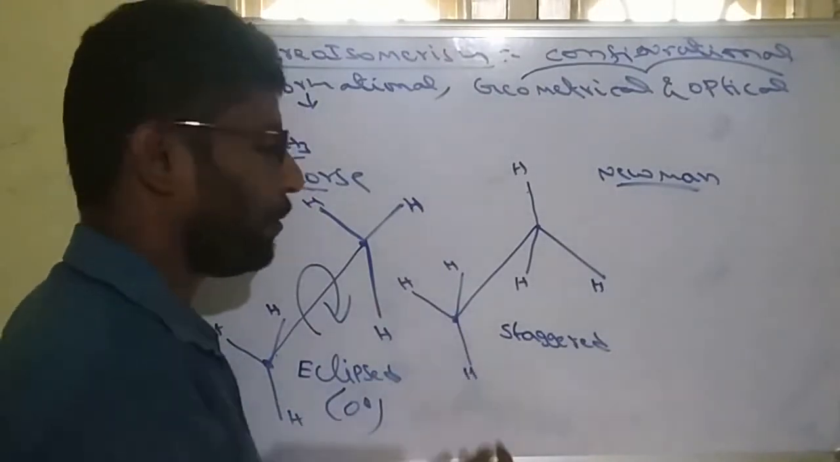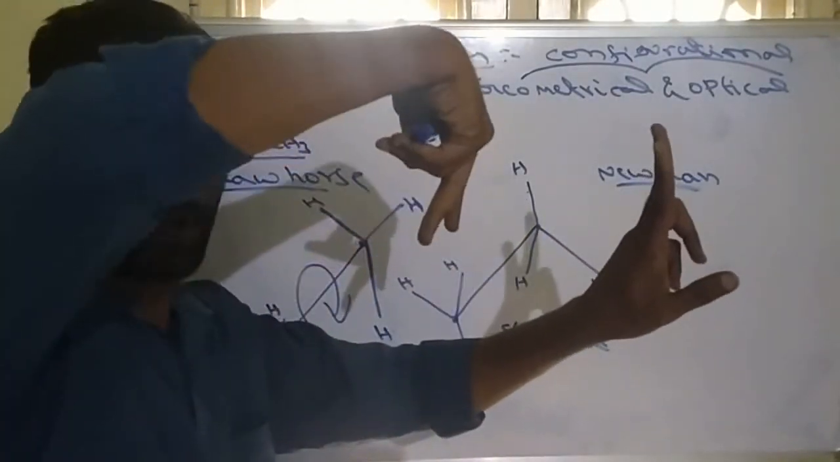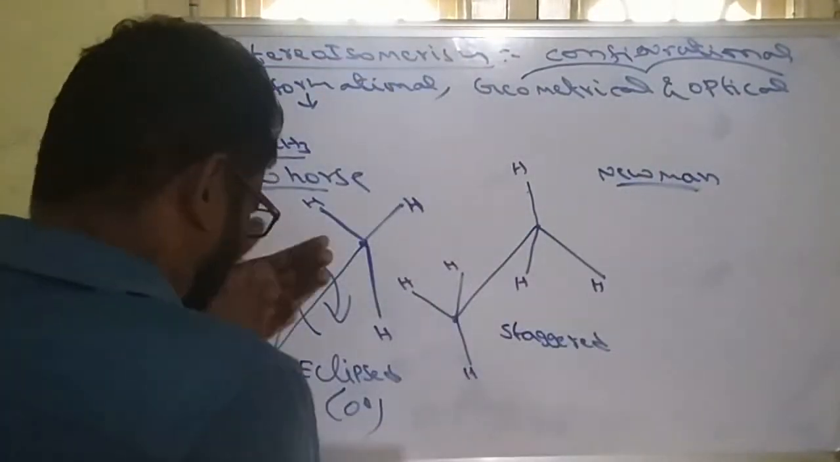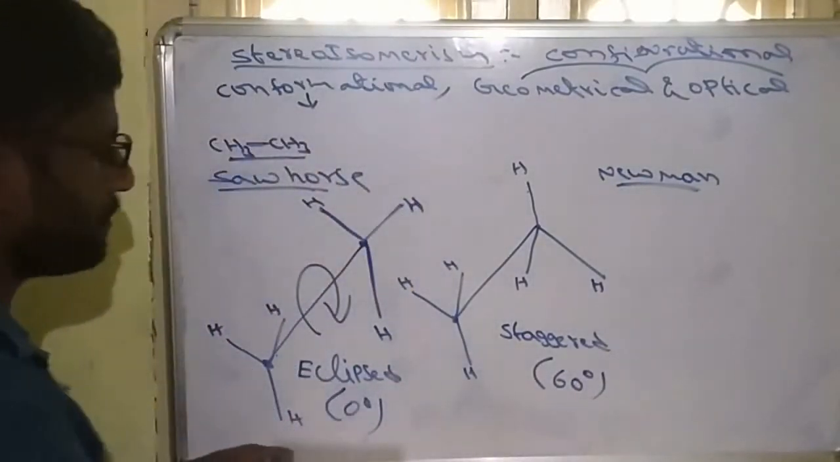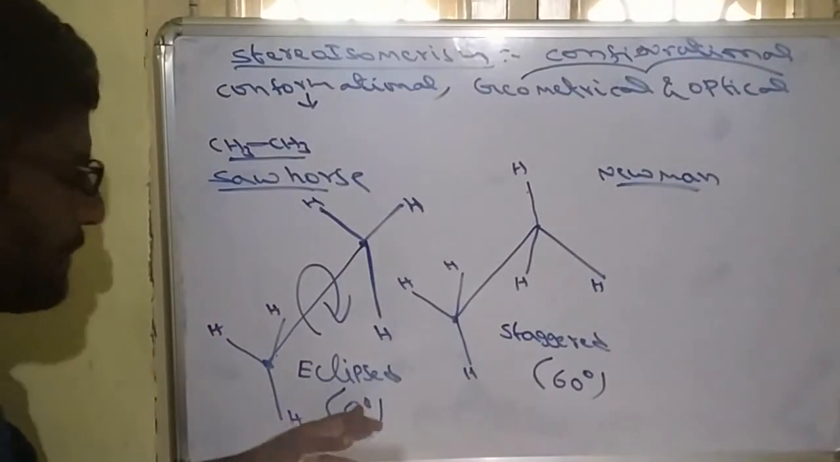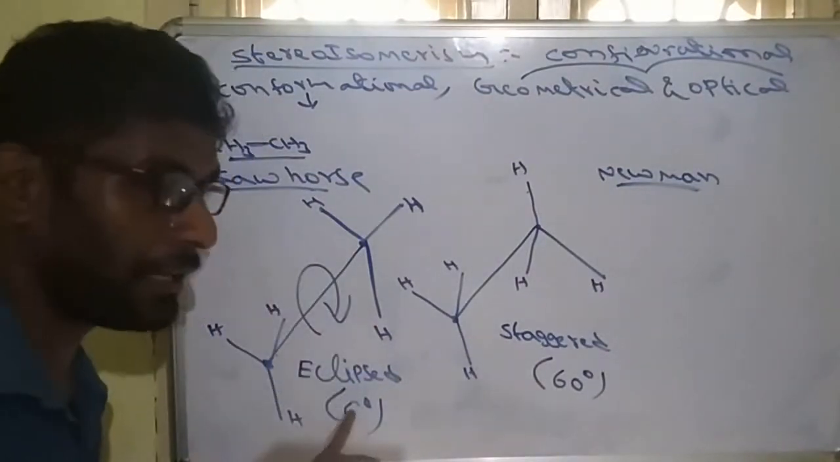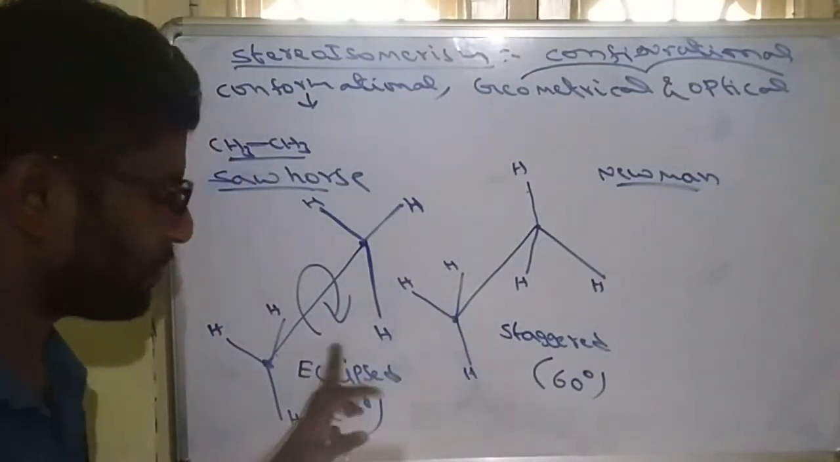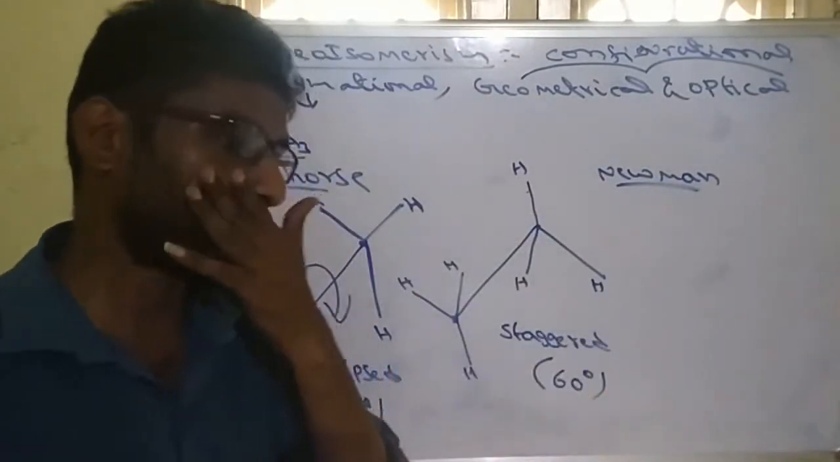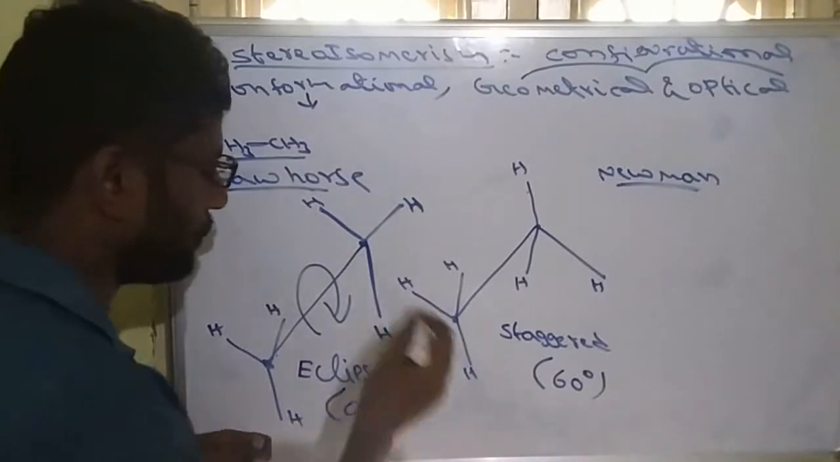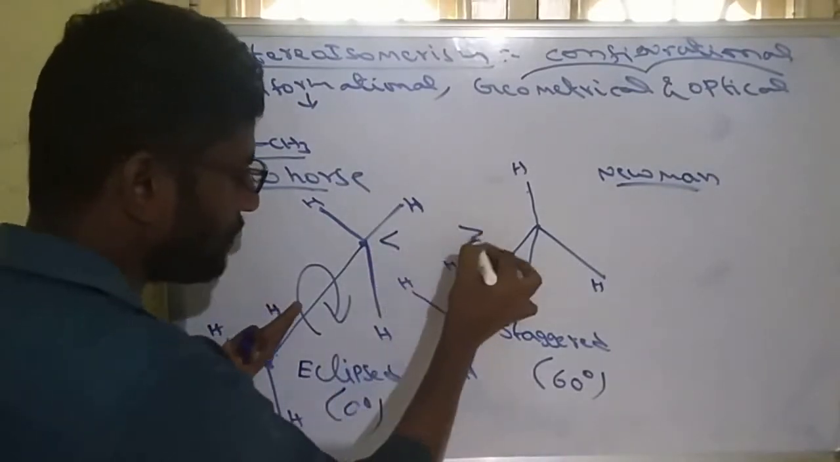But here one is Y and one is anti-Y, that means the angle will be 60 degrees. This is important: in eclipsed, the dihedral angle, not bond angle, will be 0. In staggered, the dihedral angle will be 60. So between these two, the minimum is 0 and the maximum is 60.